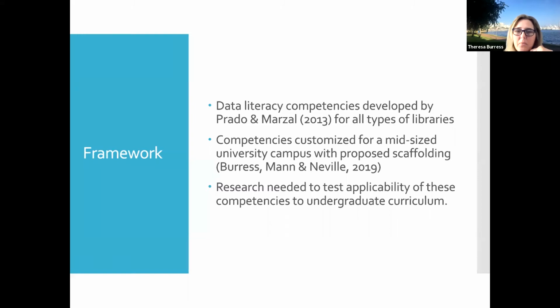And the next step was to test the relevance and applicability of these competencies with faculty at multiple institutions and across disciplines. So this is how our research collaboration began, and I'll turn the stage over to Emily to discuss the nuts and bolts of the project.